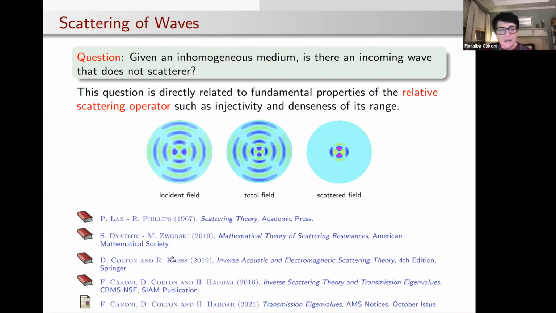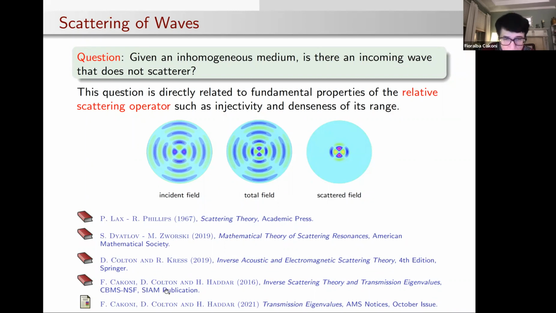To get a good understanding of all these areas, there is a recent book by Dyatlov and Zworski, which discusses the mathematical theory of scattering resonances. I'm going to make a case here that the new concept of non-scattering wave numbers related to transmission eigenvalues is as inherent to scattering theory as the scattering poles. Now, closer to what I'm going to discuss today is a discussion of direct and inverse scattering theory in acoustics and electromagnetics by Colton and Kress in this monograph.